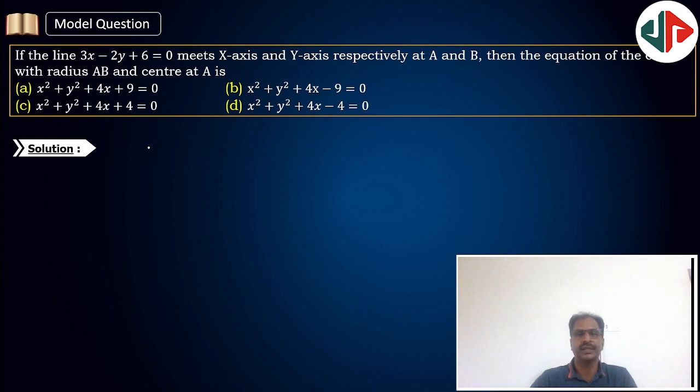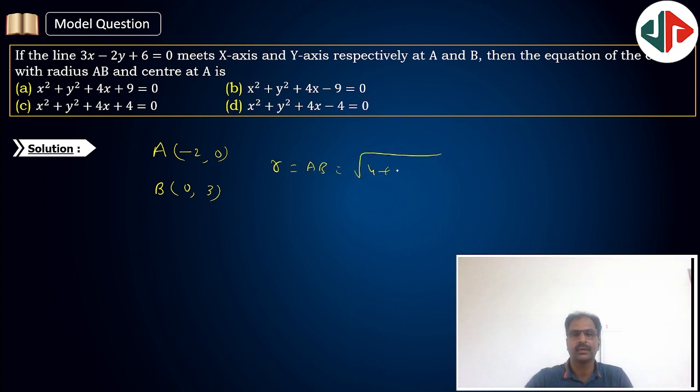Given line meets x-axis at A. So how to get the x-axis intersection point? Put y is equal to 0, then you'll get x is equal to minus 2. So A is minus 2 comma 0. And the line meets y-axis at B. Put x is equal to 0. Now the question is the equation of circle with radius AB. So radius is nothing but the distance between A and B, which is under root 13, and having center at A.